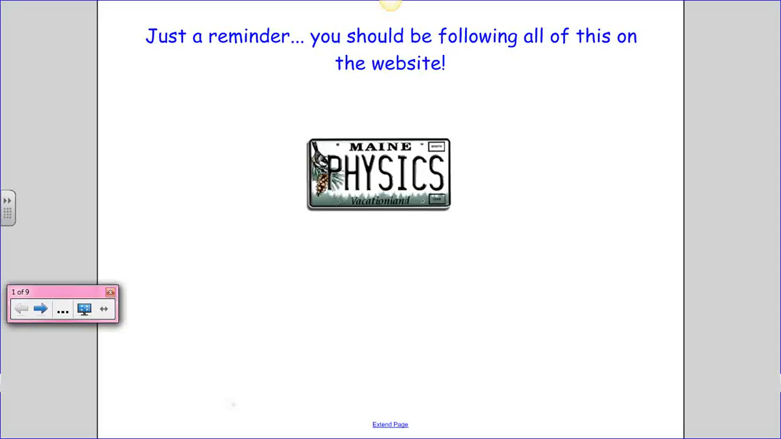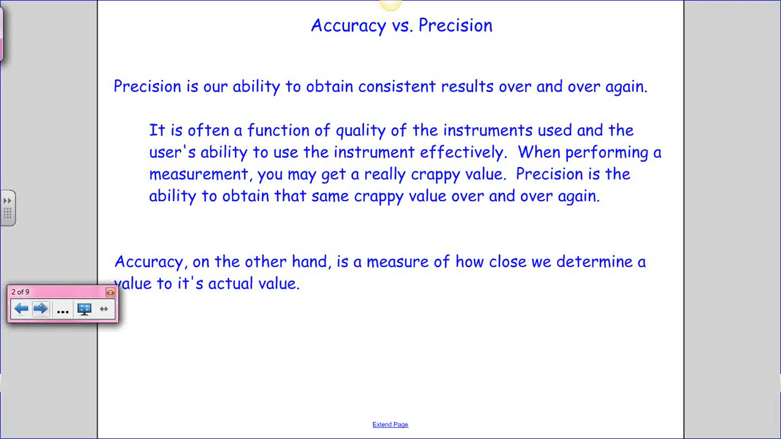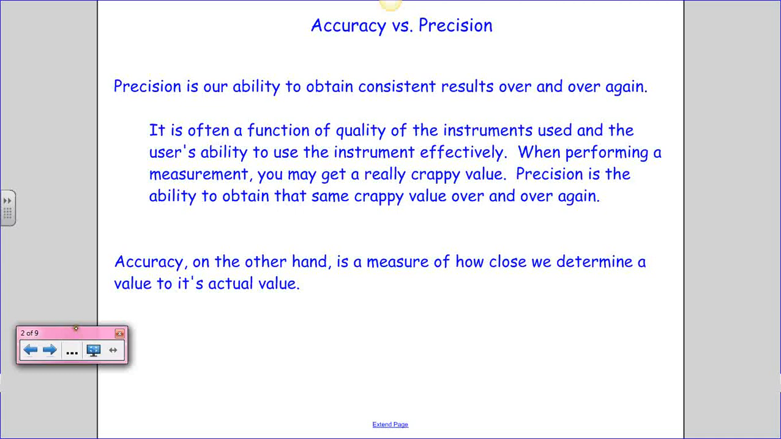So today we're going to talk a little bit about things that have to do with making measurements in the lab. And the first thing is the difference between accuracy and precision. And that word's really hard to say sometimes. So in everyday language, we kind of use these two terms interchangeably to mean the same thing. But in science, they're actually different things. Precision is our ability to obtain consistent results over and over again. And that means your data points, no matter how close they are to the real value, are all close to each other.